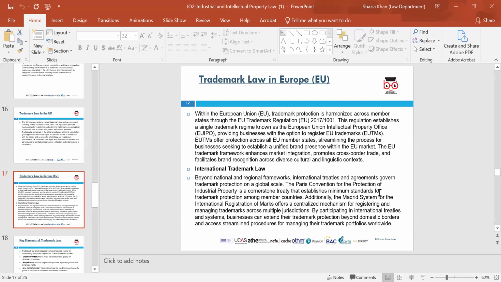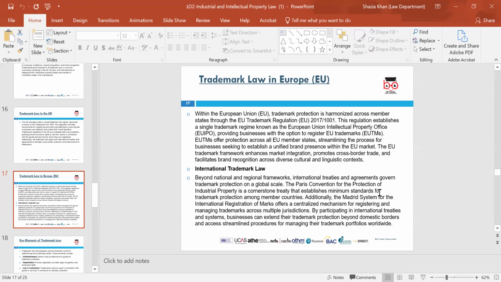International trademark law. Beyond national and regional frameworks, international treaties and agreements govern trademark protection on a global scale. The Paris Convention for the Protection of Industrial Property is a cornerstone treaty that establishes the minimum standards of trademark protection among the member states.